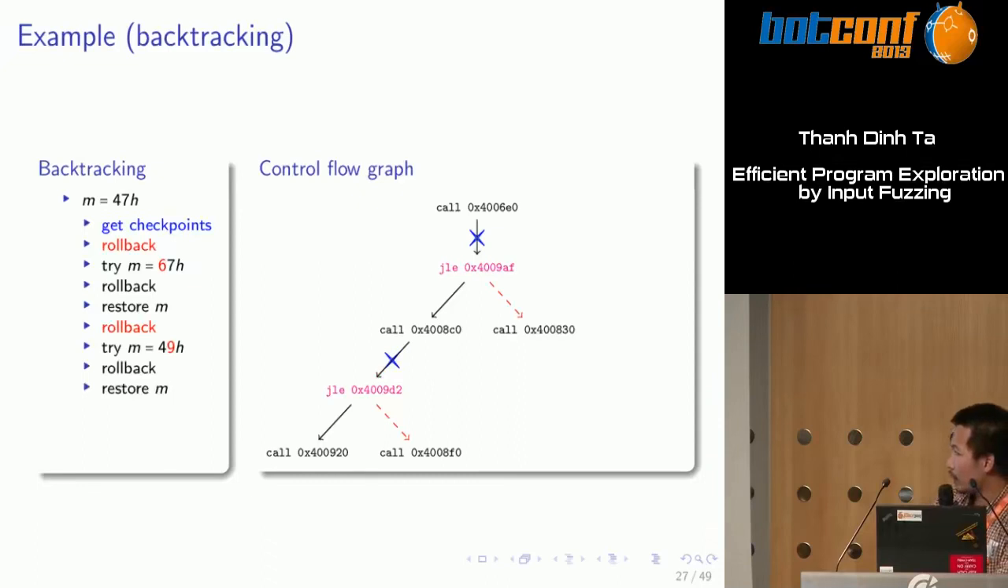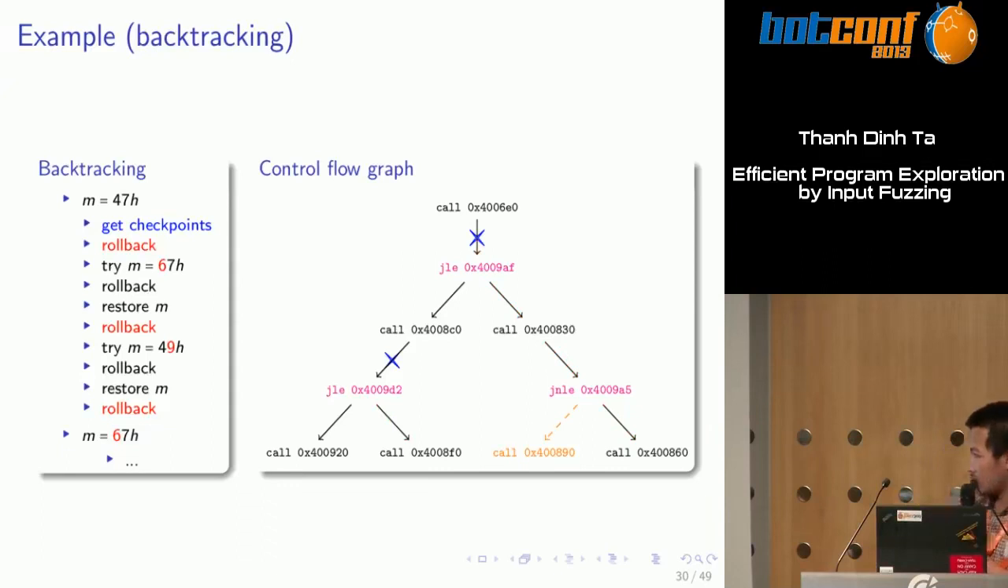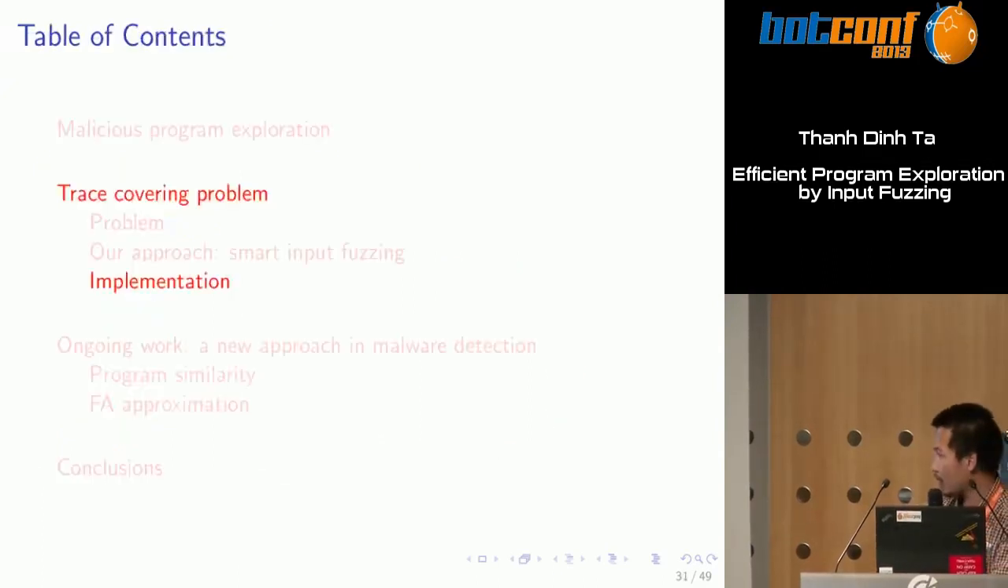And now we see that for the first trace we have a result on every conditional branch, and then we come back to the first checkpoint, and we take another input, and we do exactly the same way. With this algorithm we can detect all the possible behaviors of the program.